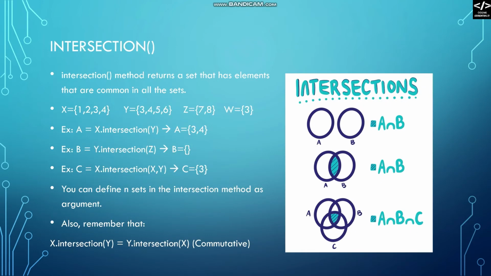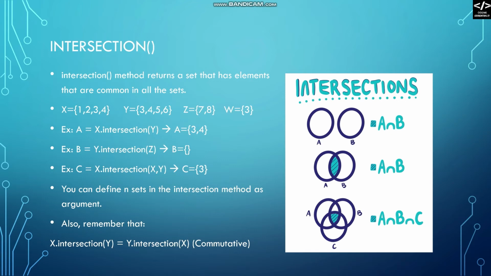Okay, moving on to intersection. Here start the methods of set. The photo over here, I have taken it from Google to explain to you guys. The intersection method returns a set that has elements that are common in all the sets. Remember, the elements that are common in all the sets. For example, here in the photo A intersection B, we draw two circles and the common part is A intersection B. For 3, the common part is A intersection B intersection C.